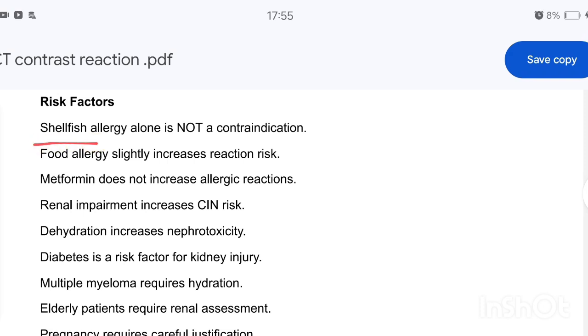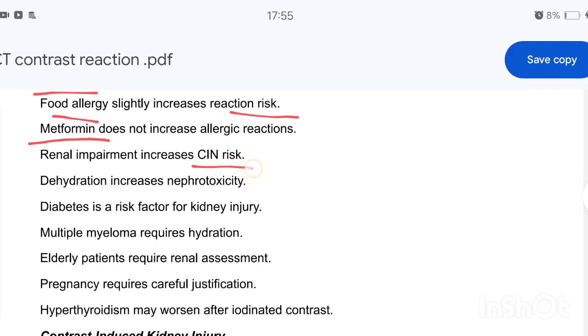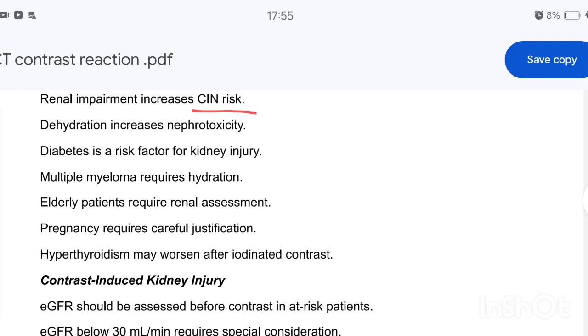Shellfish allergy alone is not a contraindication. Food allergy slightly increases reaction risk. Metformin does not increase allergic reaction. Renal impairment increases CIN, or contrast-induced nephropathy, risk. Dehydration increases nephrotoxicity. Diabetes is a risk factor for kidney injury. Multiple myeloma requires hydration. Elderly patients require renal assessment. Pregnancy requires careful justification.